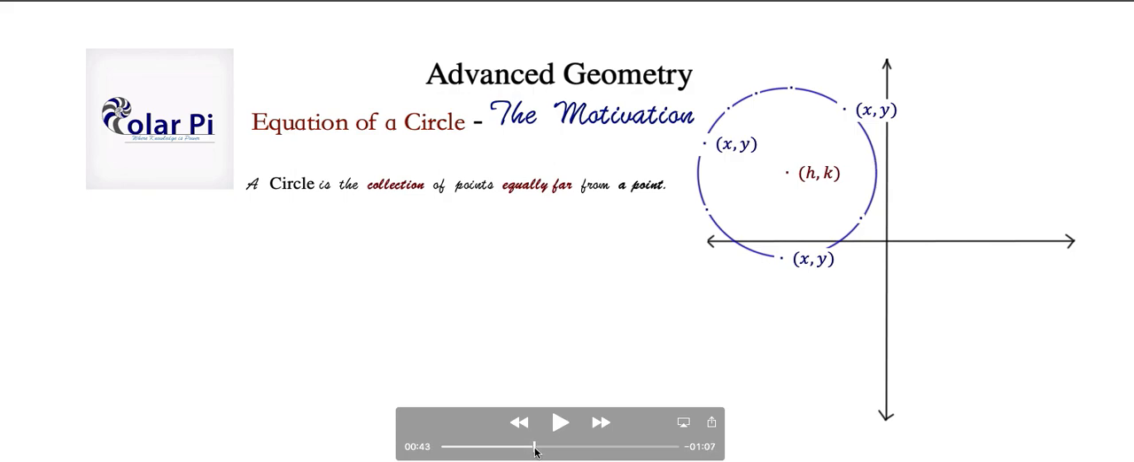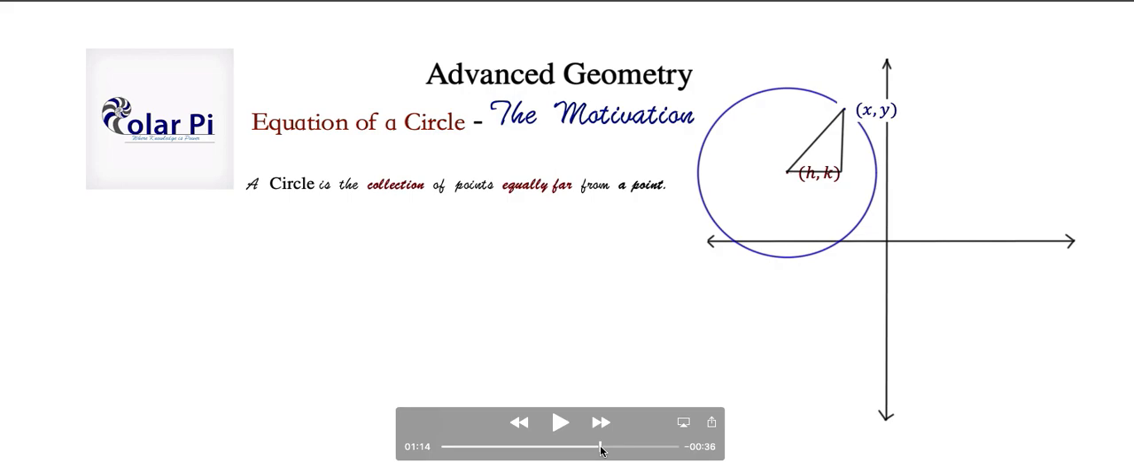Okay, so to derive the equation of a circle, we don't need all these points, we just need one of them. So let's retain the one on the northeast side. Now what we could do is draw the radius, and then complete a right triangle like this. There was nothing special about this randomly chosen point (x, y). It could have been any other point (x, y) on the circle, and we'd still be able to draw this right triangle and do what we're going to do with it, which is the following.